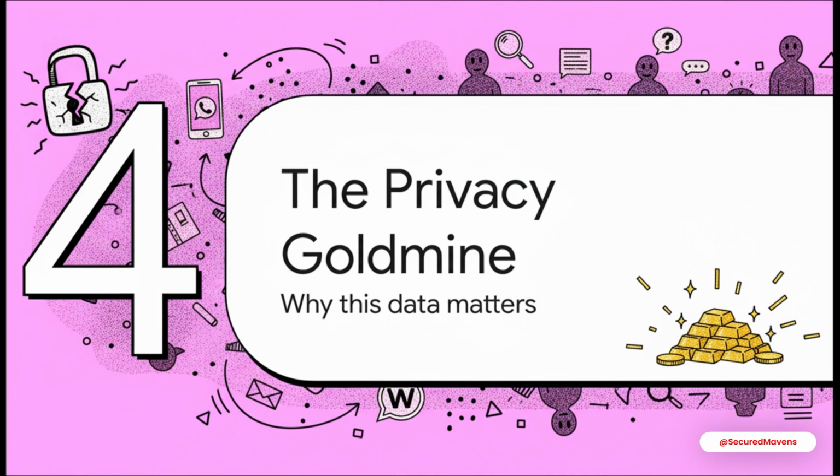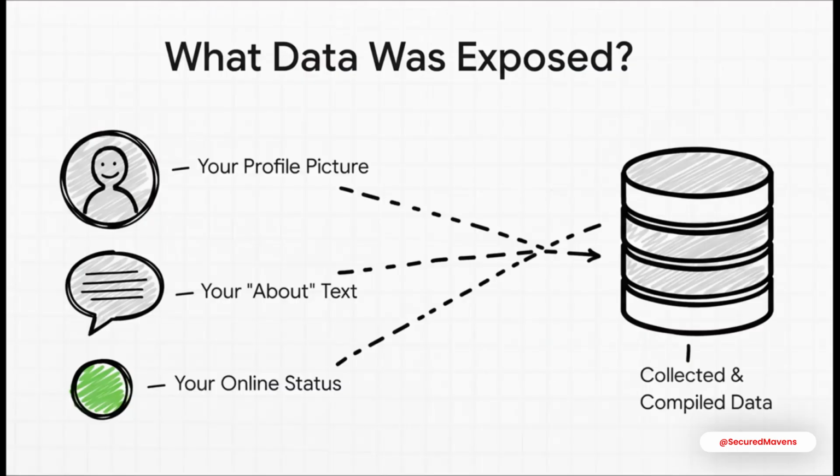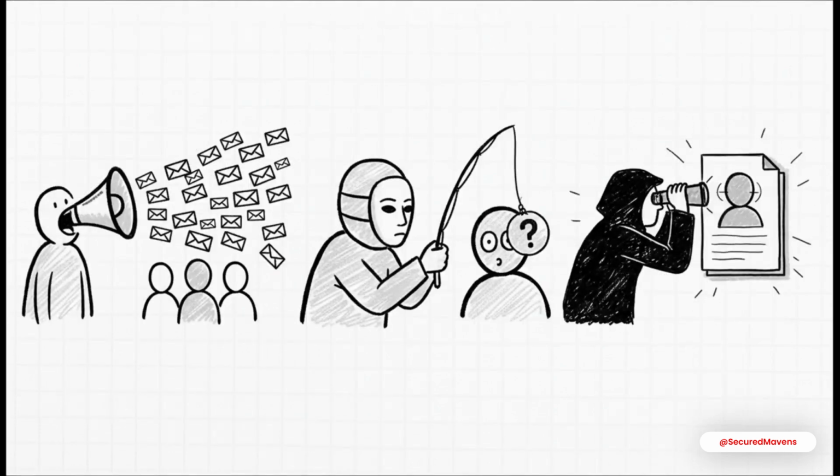When you scale that up, even little bits of harmless data can become an absolute goldmine for the bad guys. Think about what was exposed: your profile pic, your about text, and your online status. By itself, for one person, that's not much. But when you collect that for millions of people, suddenly you have a very powerful, very valuable database. And who's buying this database? You've got your spammers, who now have a beautiful, verified list of active phone numbers. You've got scammers, who can use your picture and your status to make their phishing attacks way more personal and believable. And then you have serious, targeted attackers, who use this stuff for recon.